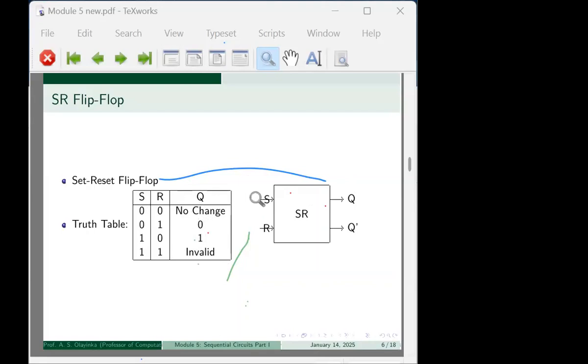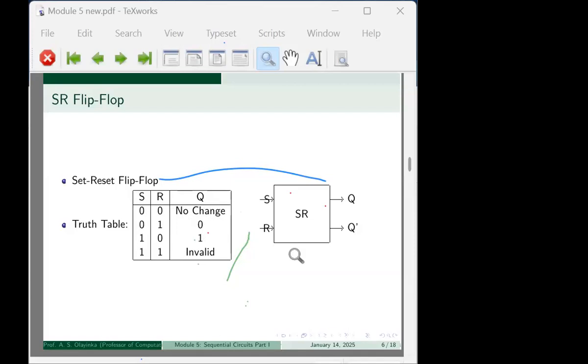Now, when we have Q prime, which is not shown here, what do you think will happen? It's a flip-flop. Here it will be invalid. This one will become 1, this one will become 0, and this one will become no change because it will still maintain the previous state. I don't know if that makes sense to everybody.